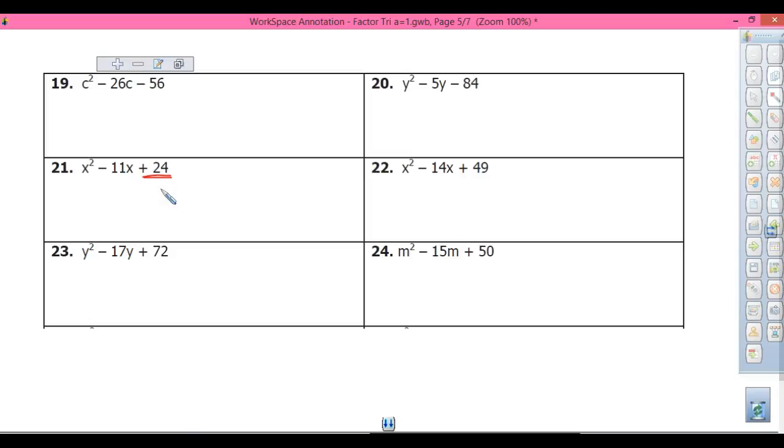But what two numbers are going to multiply to 24 but add up to 11? 6 and 4 is going to give me 10. 8 and 3. Okay? So we know 8 and 3. But to get to a negative 11, what are they going to be? They're both going to be negative 8 and negative 3. So I'm going to have x minus 8 and x minus 3. Okay, everybody do number 24.